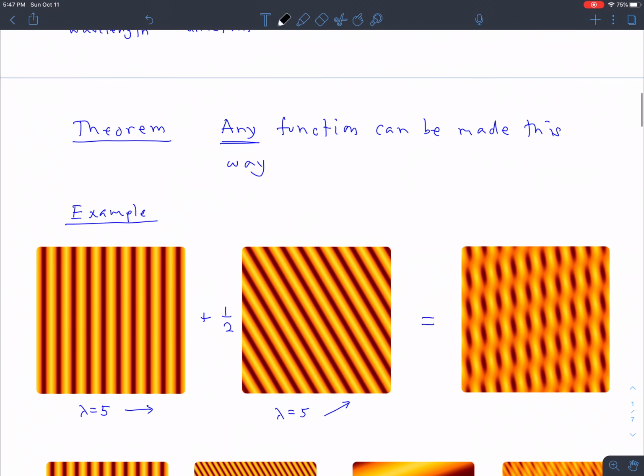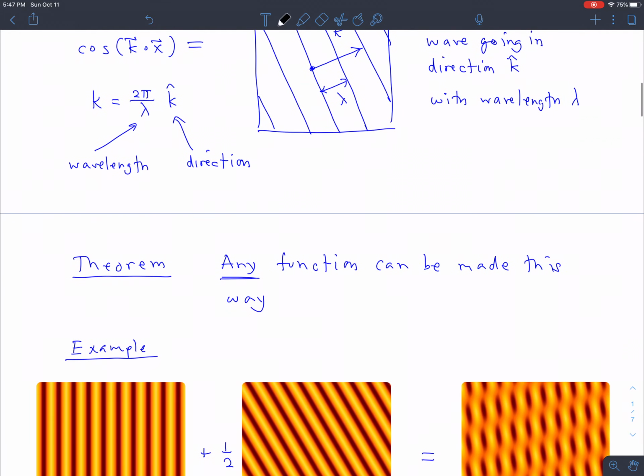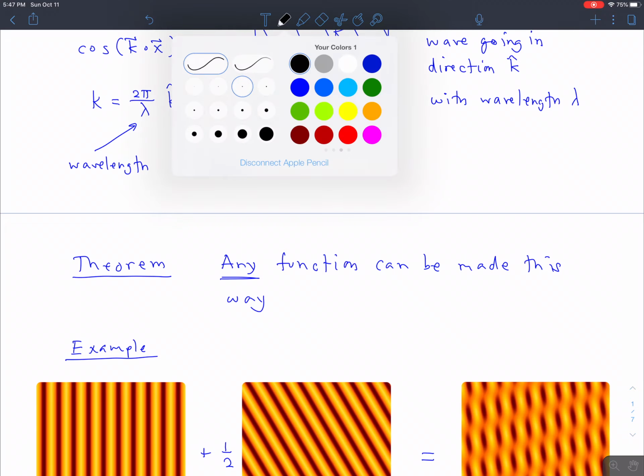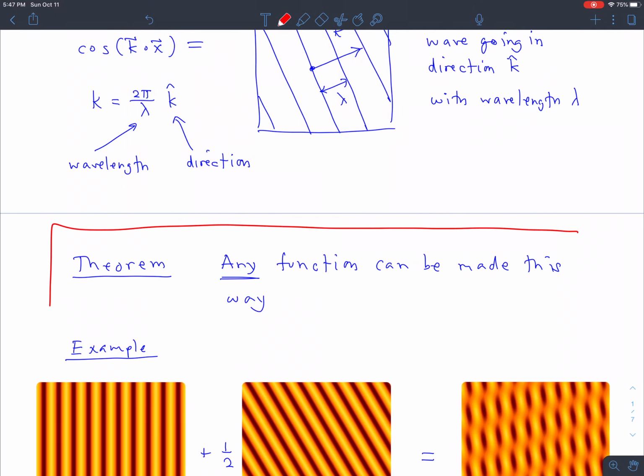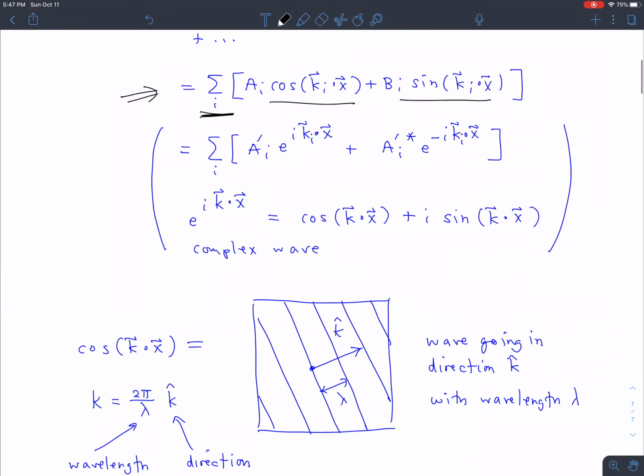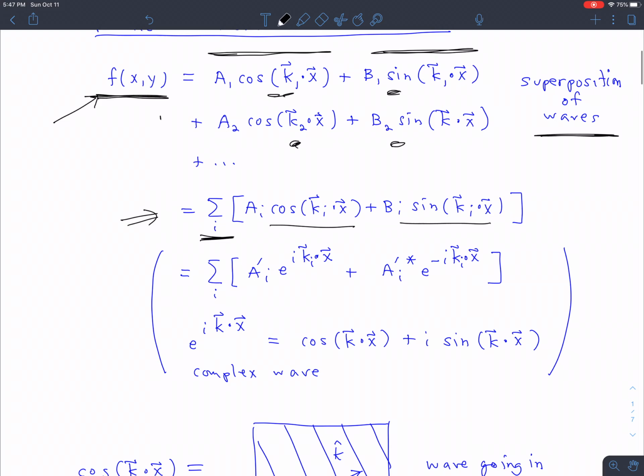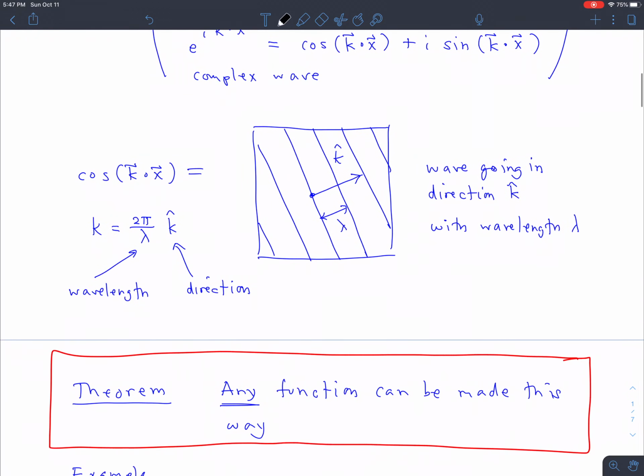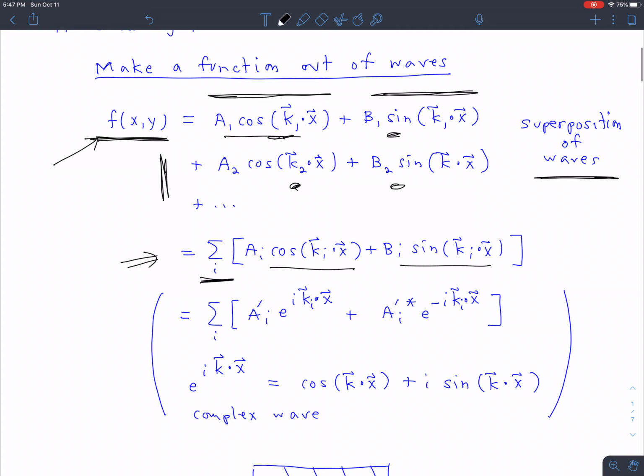And as I'll say below, here's the theorem. Let me box that actually, since it's important. That any function, no matter how complicated, no matter how weird, can be represented as a superposition, or a sum, of waves like this. When I say a wave, I mean something like this function here, an amplitude A times a cosine function, and in the argument of the cosine function is a vector k dotted into a position vector x.